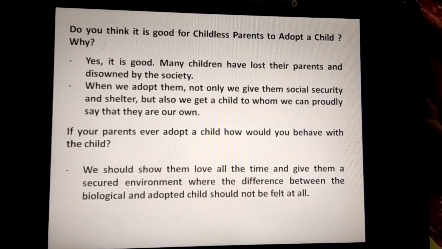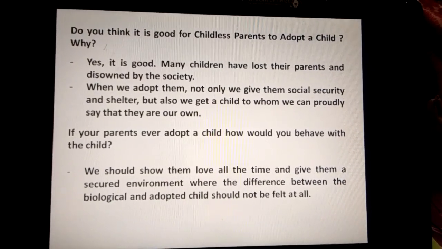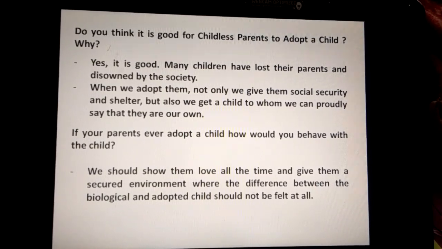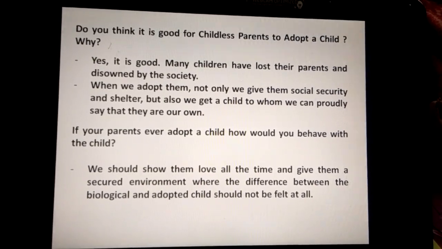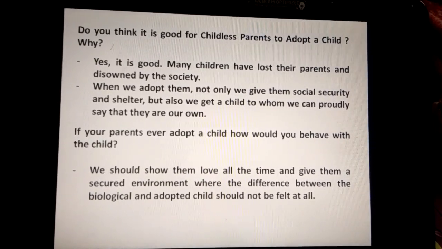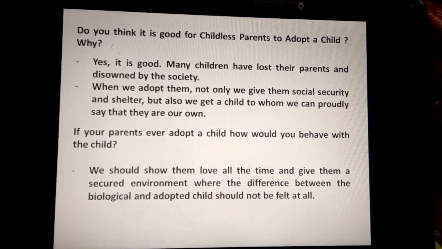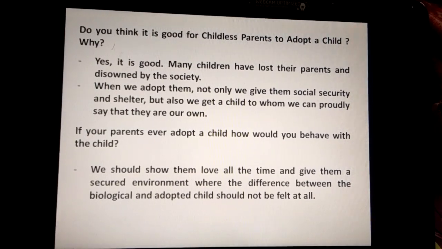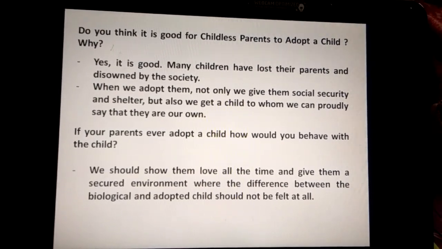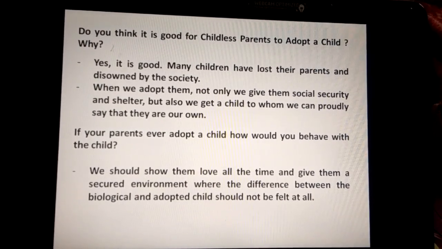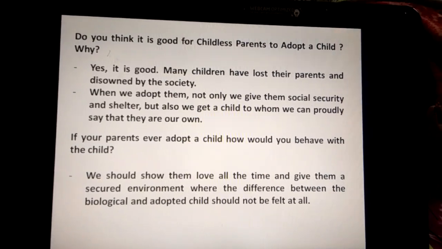Question 2. If your parents ever adopted a child, how would you behave with the child? Answer. We should show them love all the time and give them a secure environment where the difference between the biological and adopted children should not be felt at all.